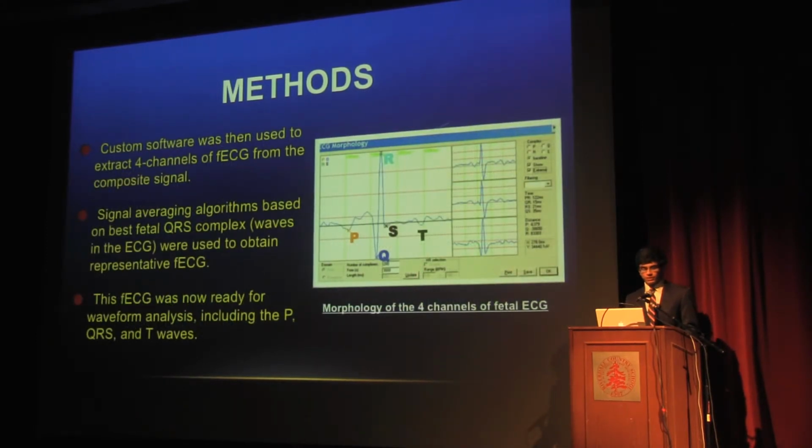Custom software was then used to extract 4 channels of the fetal electrocardiogram from the composite signal. Signal averaging algorithms based on the best fetal QRS complex, which is this wave, were used to obtain a representative fetal electrocardiogram. This fetal electrocardiogram was now ready for waveform analysis, including the P, the QRS, and the T waves.